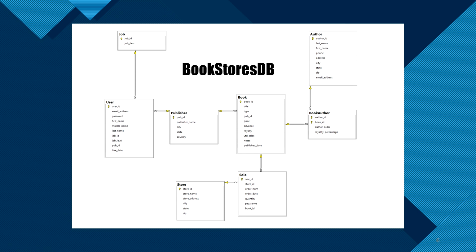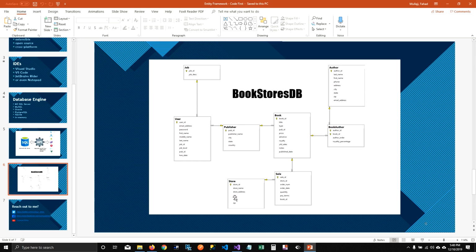For this demo, I'm going to create a relational database which is going to look something like this. It's the BookStores DB database, where the main table is Book, and Book has publishers, it has authors, and I'm going to make a relation between Book and Author into BookAuthor. Book has sales, and there are stores, and to get into the system we have a user table with email address and password. So let's jump into the demo.